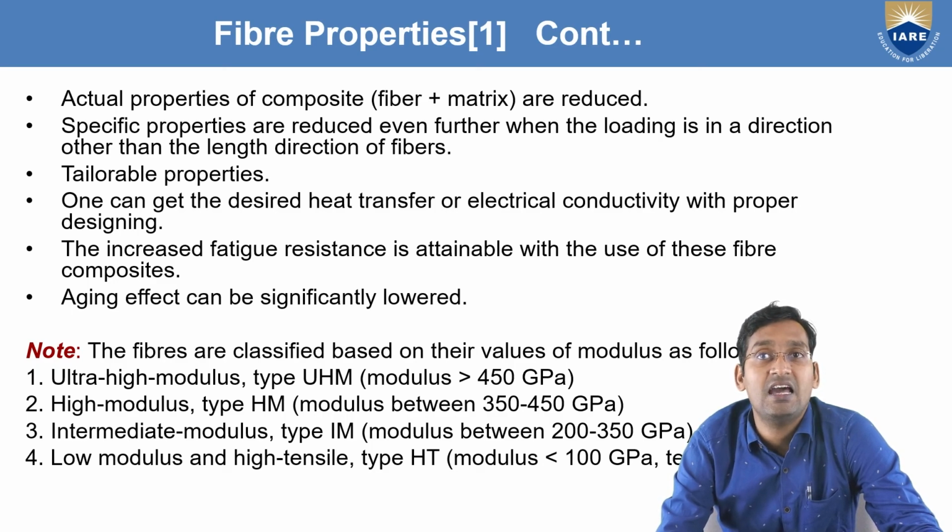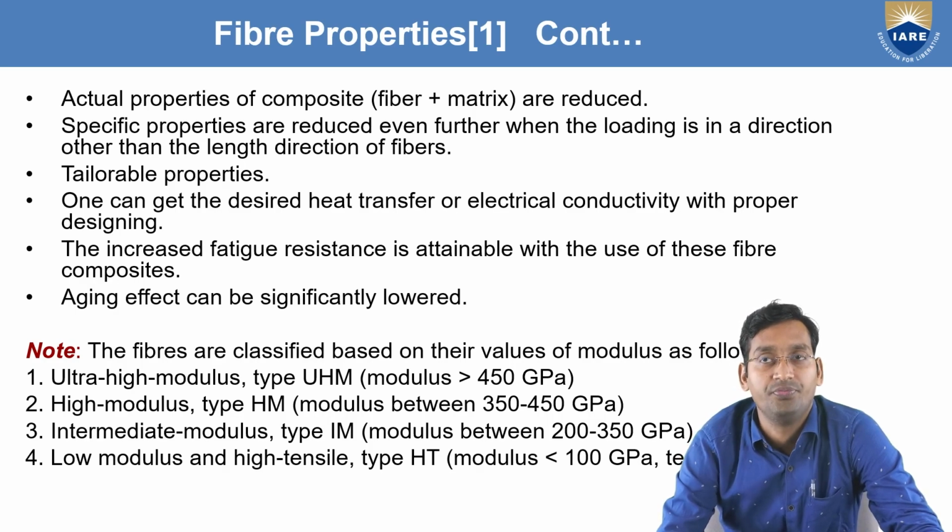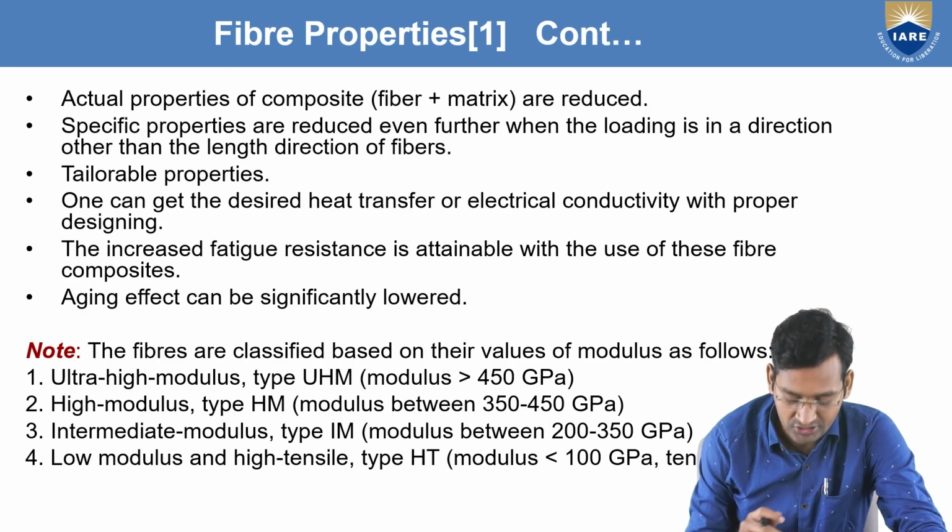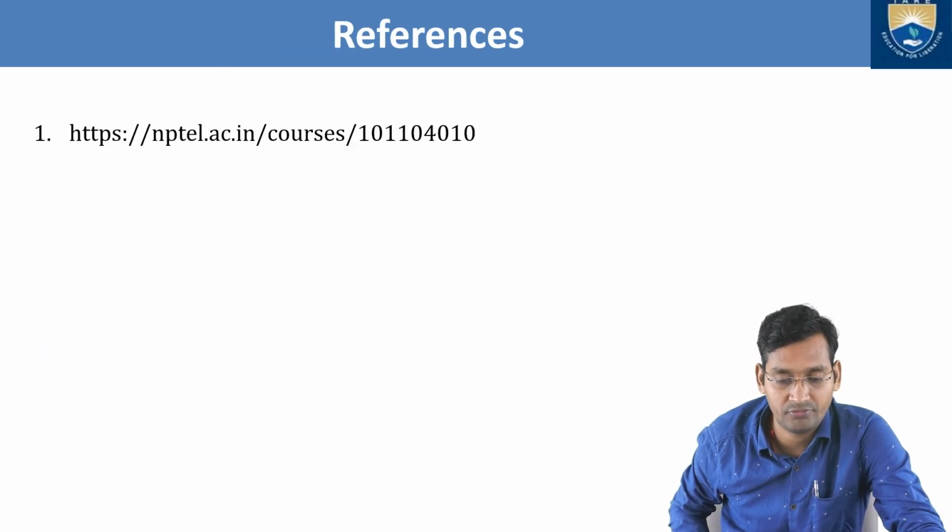Intermediate modulus, their modulus is between 200 to 350 gigapascal. And the last is low modulus and high tensile, that is HT, with modulus less than 100 GPa. So these are the different types of fibers.